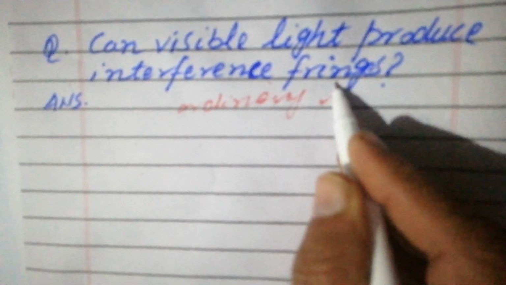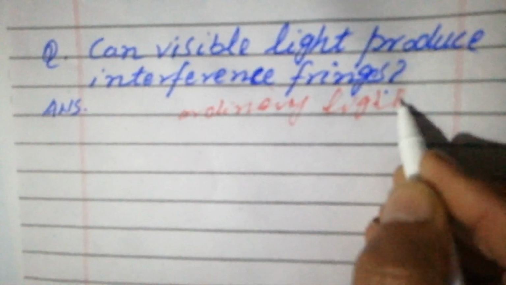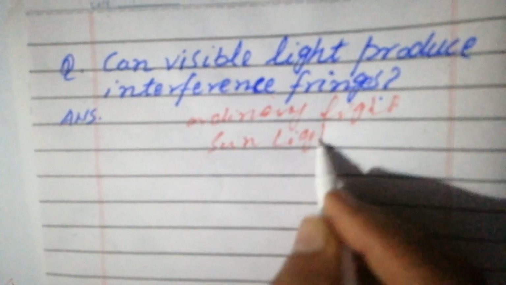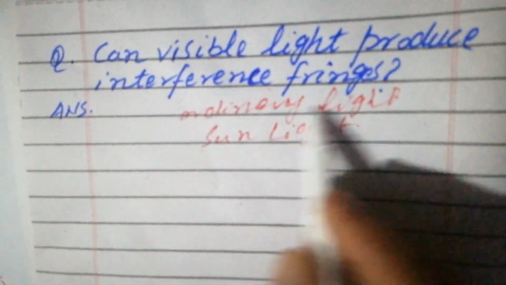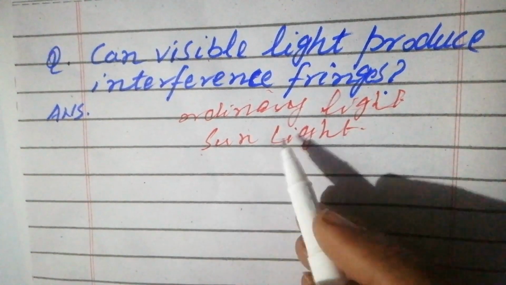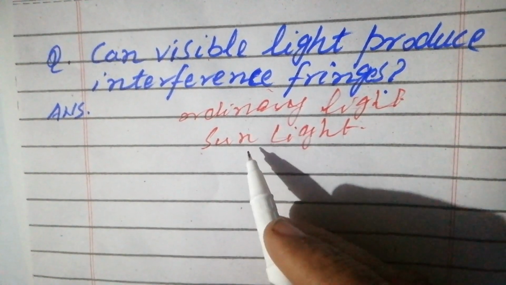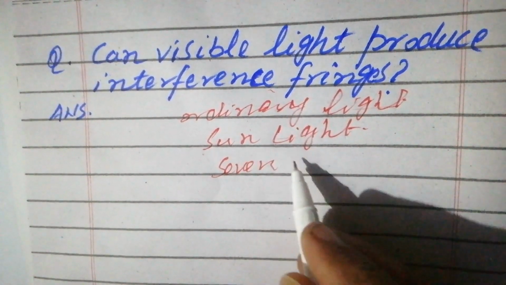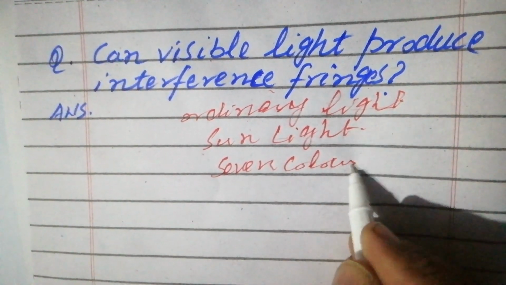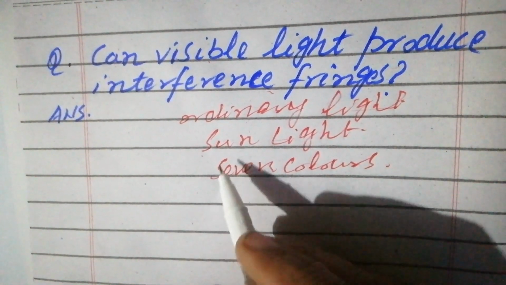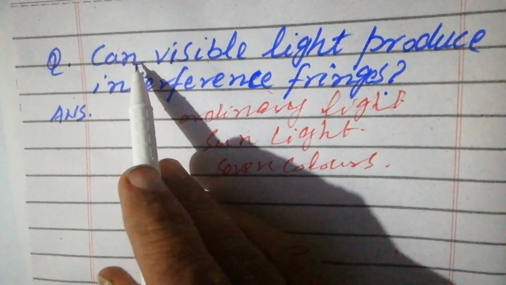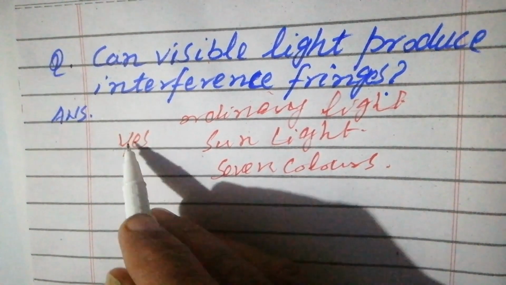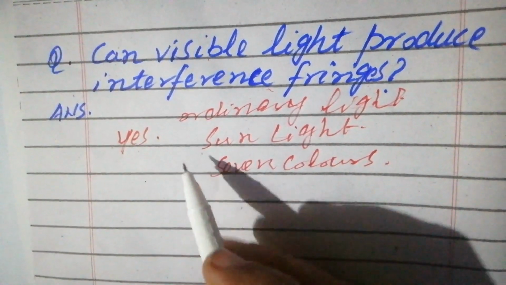Ordinary light. I mean sunlight. Visible light means it's an ordinary light or sunlight, and it consists of 7 colors. The answer is yes. Yes, visible light can produce interference fringes.